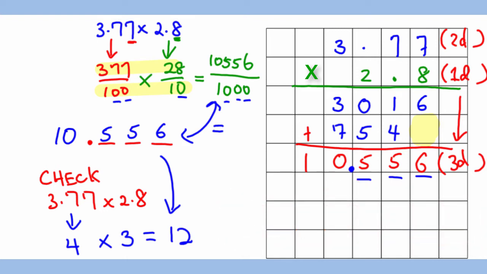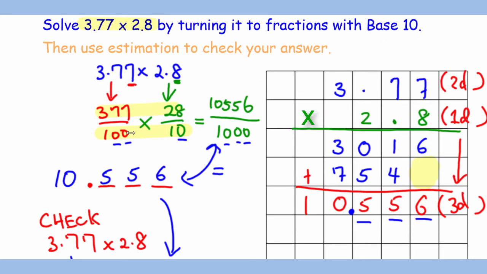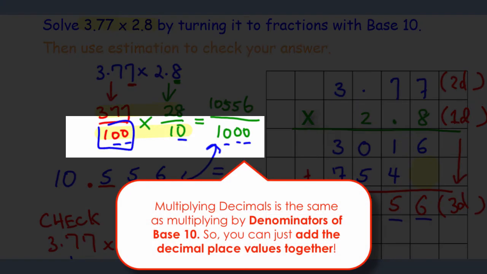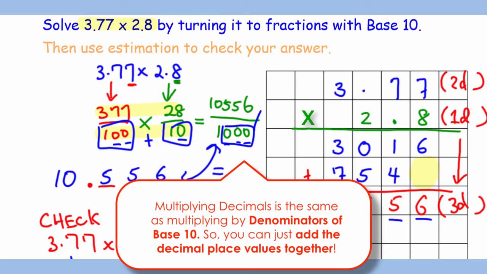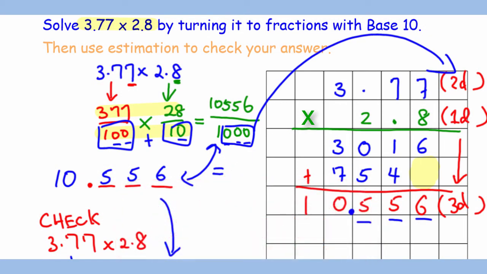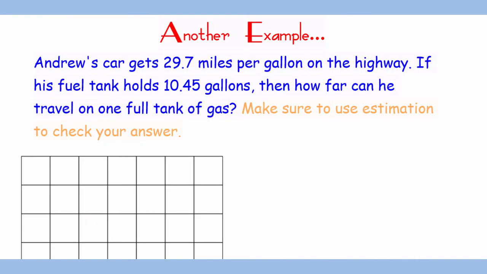So why does adding decimal places work? As I explained earlier, when you're multiplying base 10s together, you basically add the zeros together. So because you're adding zeros together, you're basically adding decimal place values. That's why these two are the same concept. Now let's try out a word problem.